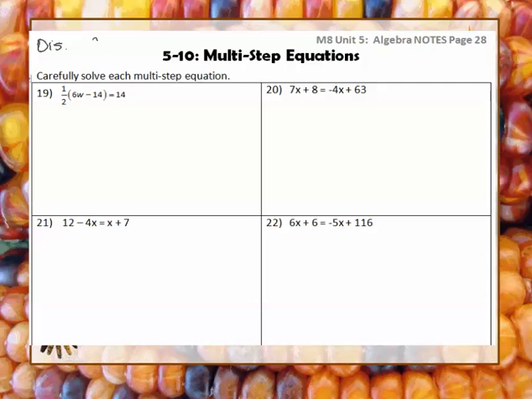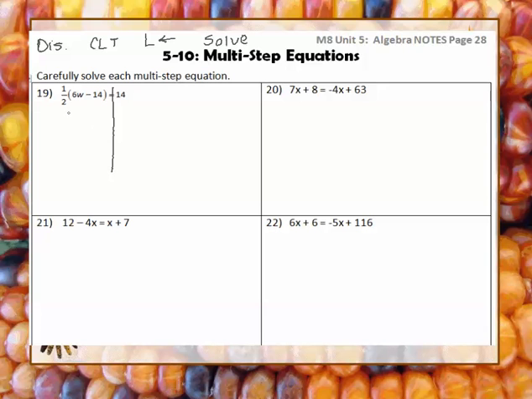Then I see, can I combine like terms? After I do that, I see, are there any letters that need to move to the left? And then I can solve. Okay? So, in the first one, I have an equation, so I'm going to draw my line down the middle.